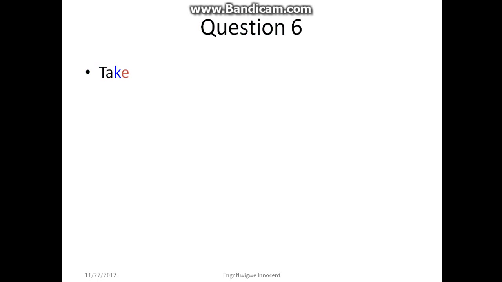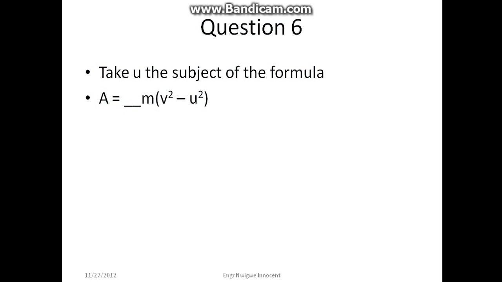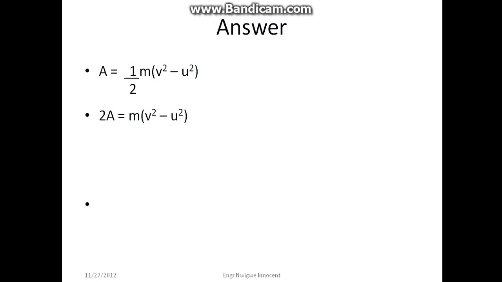Question 6. Make u the subject of the formula. A equals 1 over 2 m in bracket v squared minus u squared. Answer. From the formula, we are given that A is equal to half m in bracket v squared minus u squared. Cross multiplying by 2 to remove the fraction, we have 2a is equal to m in bracket v squared minus u squared close bracket, which by opening the bracket is mv squared minus mu squared.